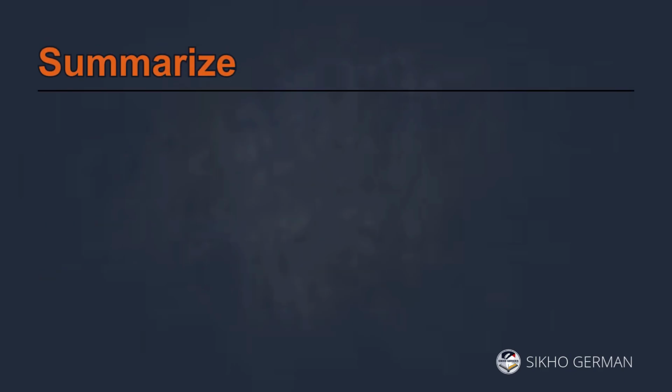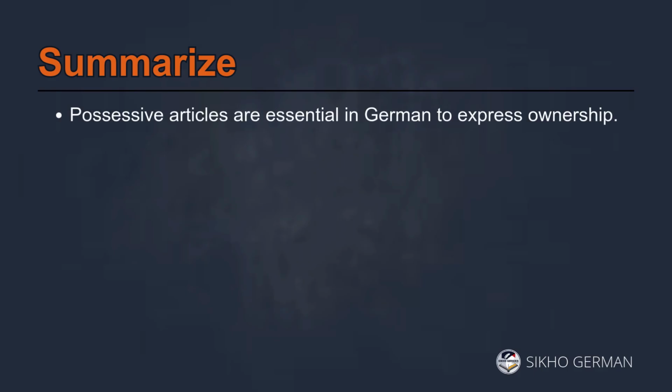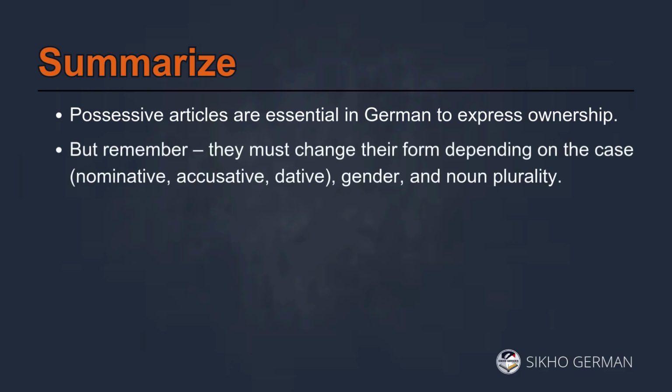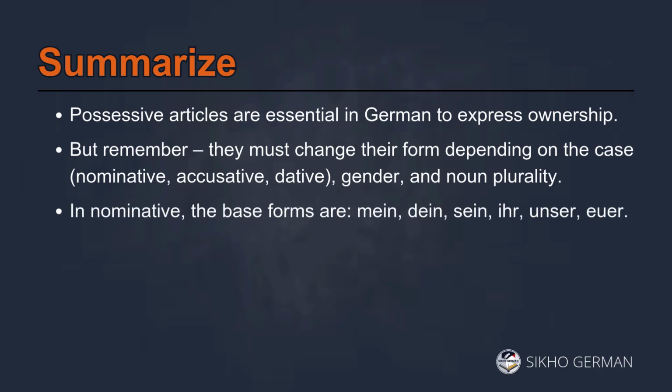Let me summarize the key points about possessive articles. First, possessive articles are essential in German to express ownership. Words like my, your, his, her, our, and their. Second, remember, they must change their form depending on the case, nominative, accusative, dative, gender, and noun plurality. Third, in nominative, the base forms are mein, dein, sein, unser, euer. Feminine and plural add e.